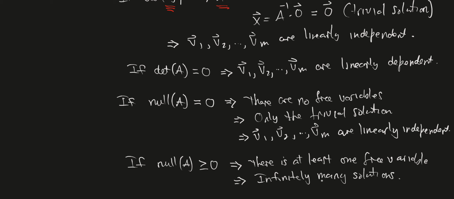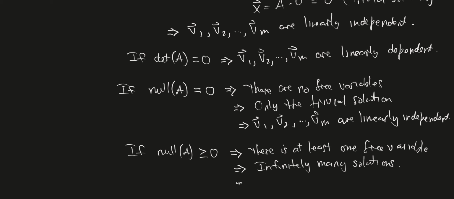That means you can find different values for C1, C2, dot dot dot, Cm, and then therefore the vectors V1, V2, dot dot dot, Vm would be linearly dependent, right? I think this is such an important concept, because pretty much every concept related to linear systems, matrices, and determinants is all wrapped up in this idea, right?